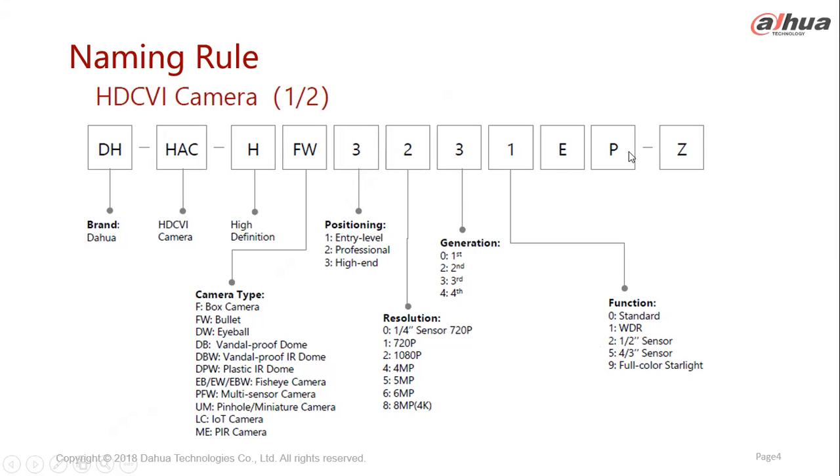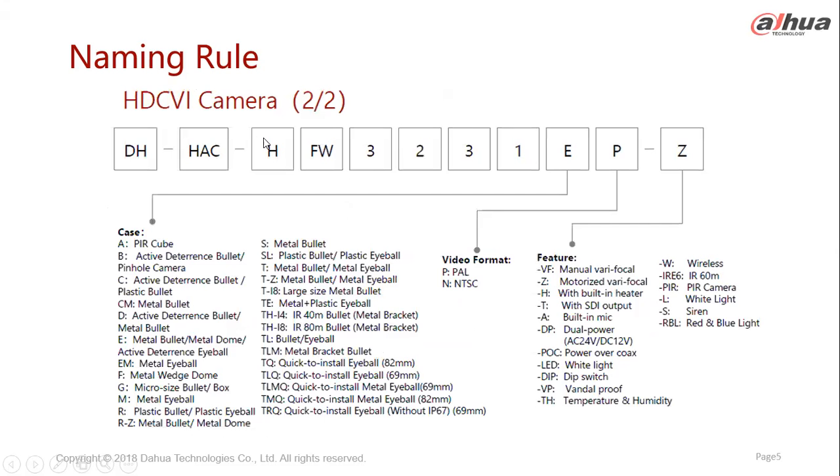If you see 9, full color, Z, motorized lens. E means it's a metal bullet dome. We have plastic ones. The other is TQ, quick to install, etc. The P represents the video format, and the Z means a motorized varifocal lens.